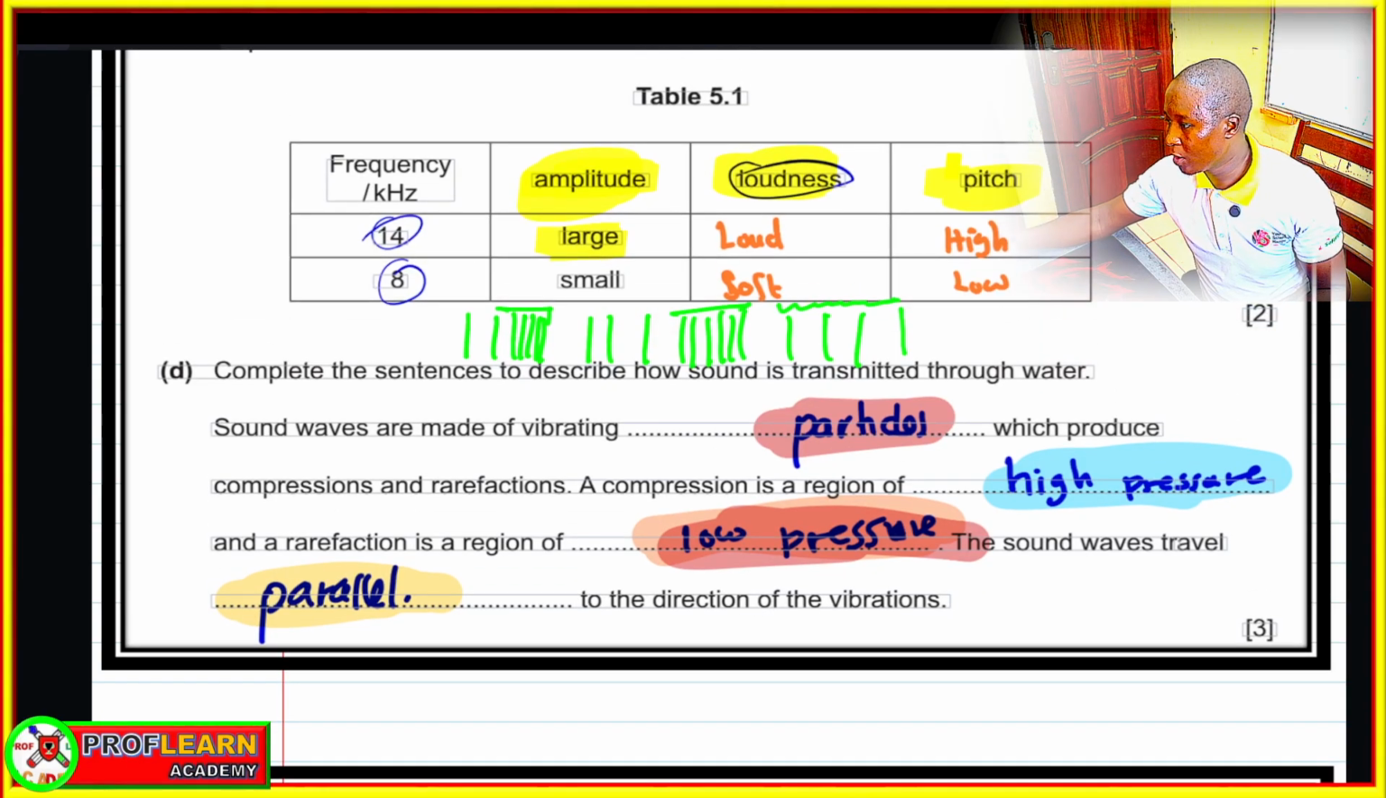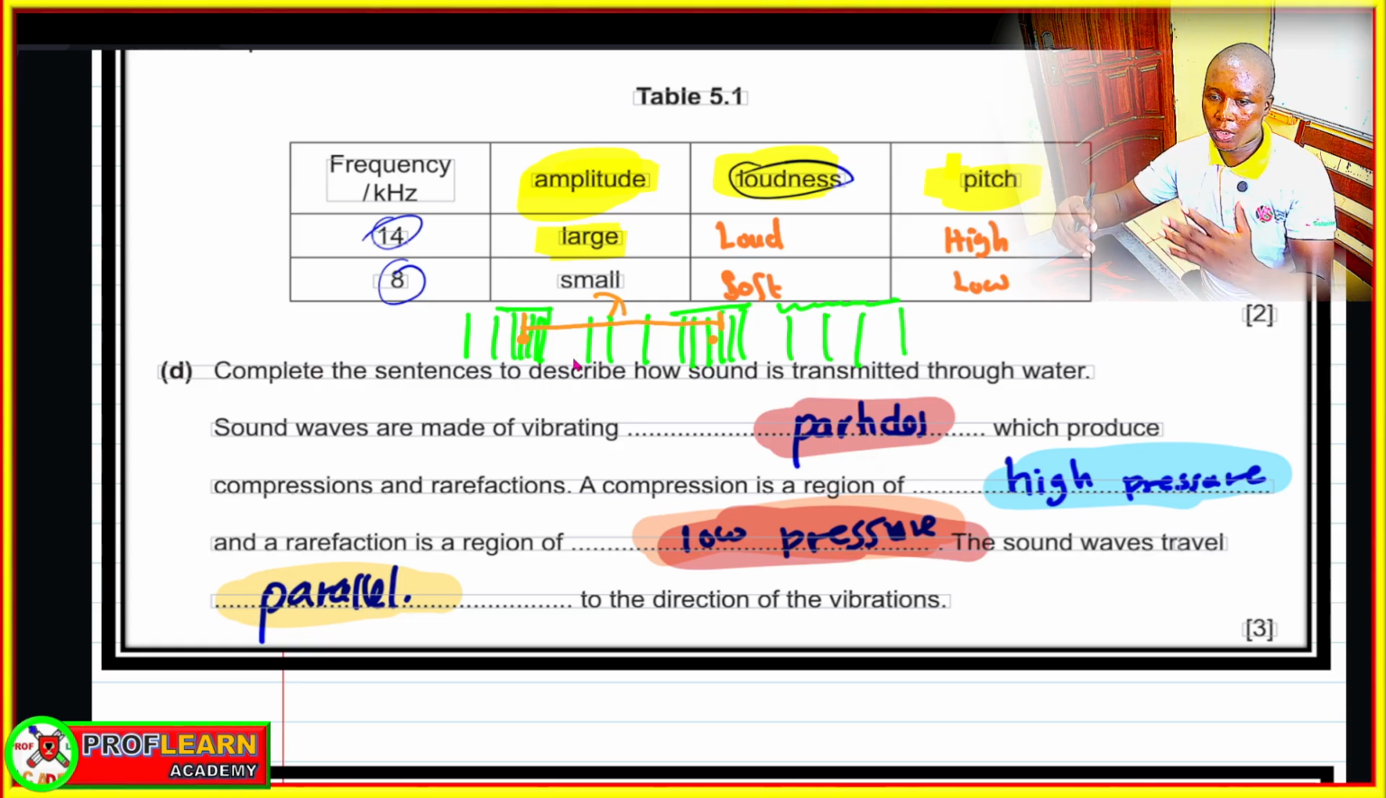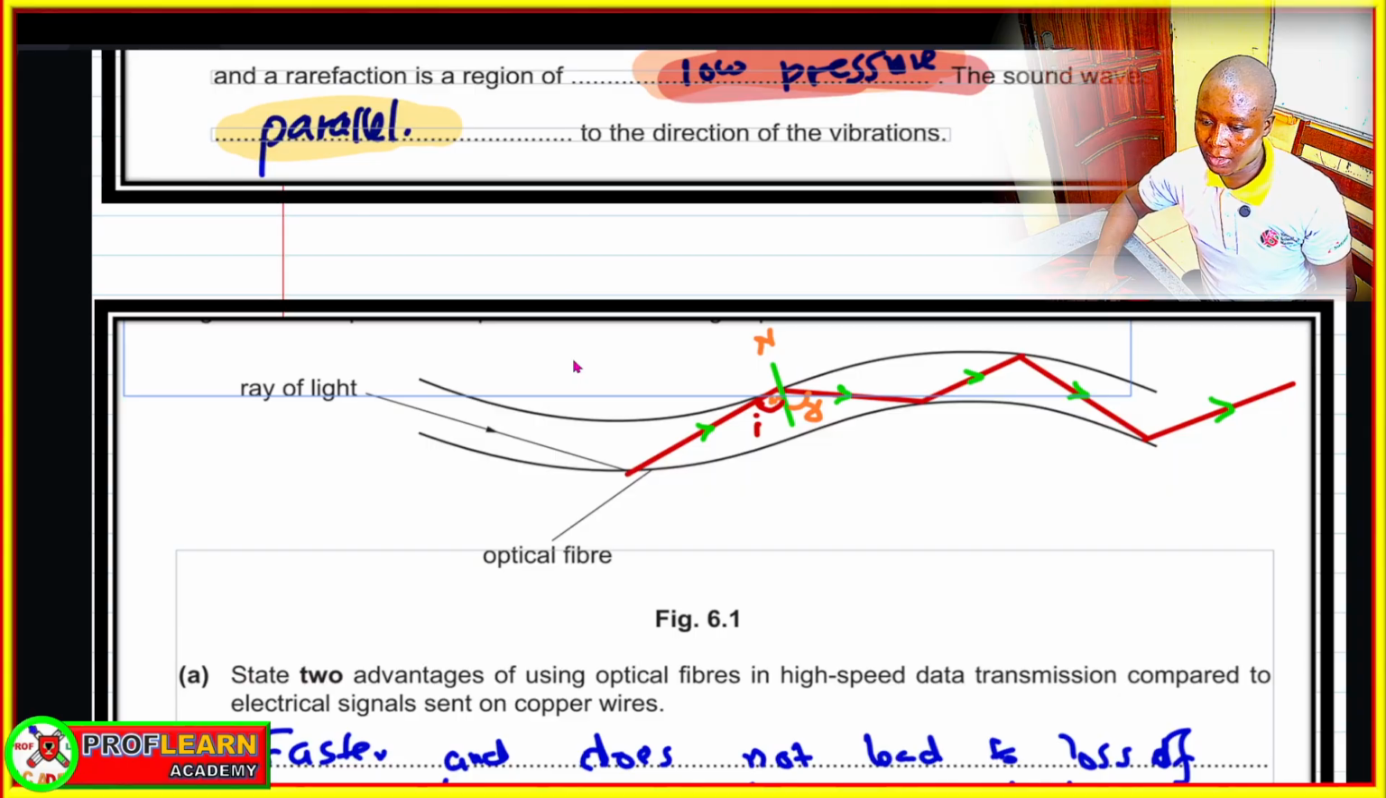And something also I need to mention, maybe they can ask you to find the wavelength. You need to check the middle of a compression and the middle of the next compression. So this distance represents the wavelength. Or you can take the middle of a rarefaction and the middle of the next rarefaction, so that you can be able to tell that.